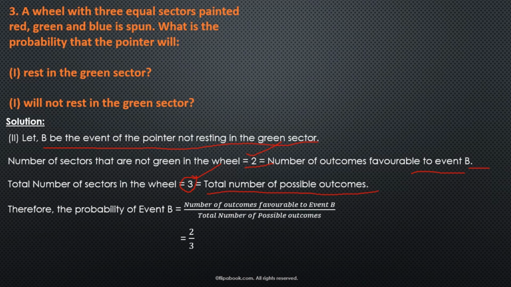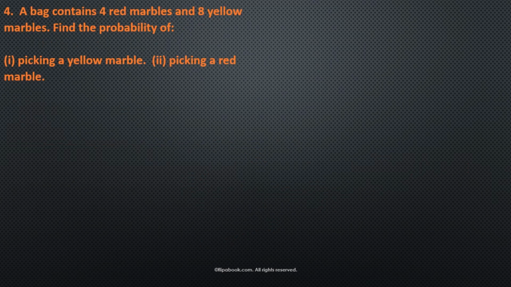In this case we have a bag. Okay students, in this we have a bag, and this bag contains 4 marbles that are red and 8 marbles that are yellow. Okay, this is the situation. Now randomly, find the probability. If we pick a marble from the bag, we have to find the probability of picking a yellow marble and a red marble.